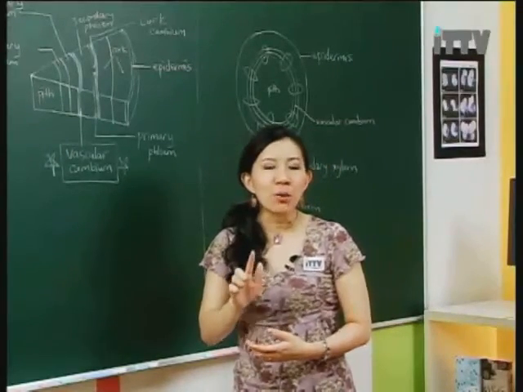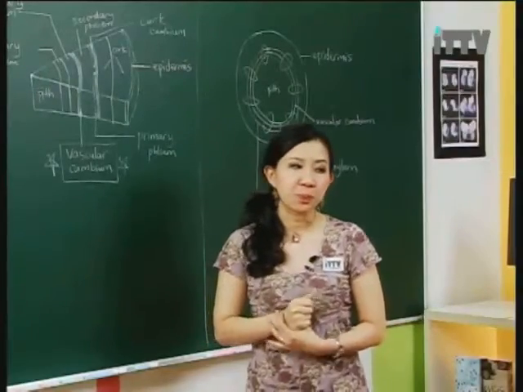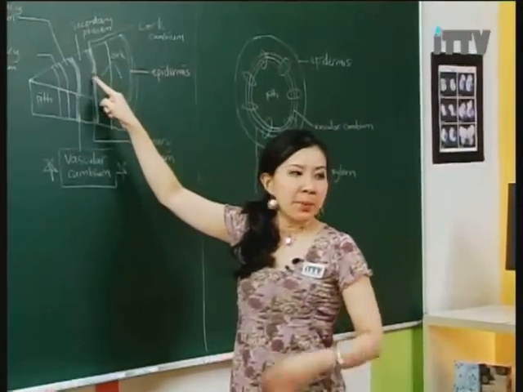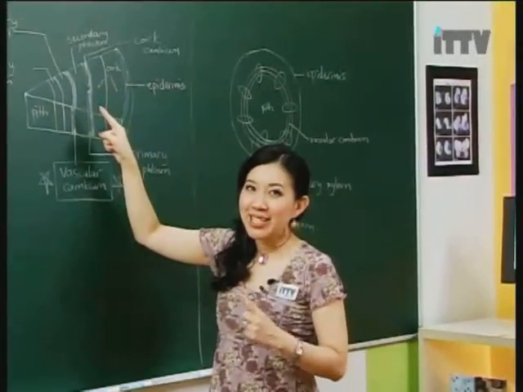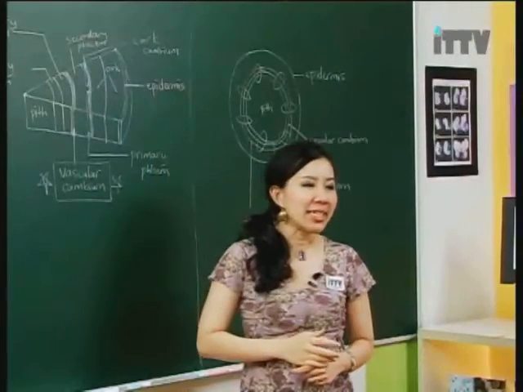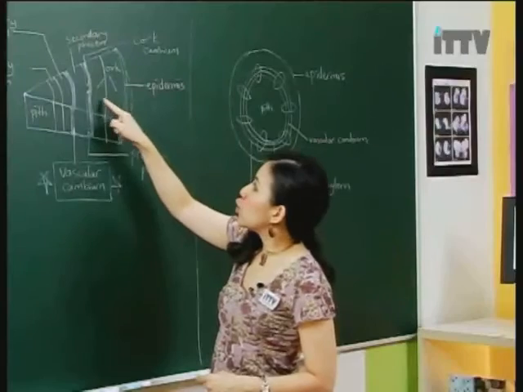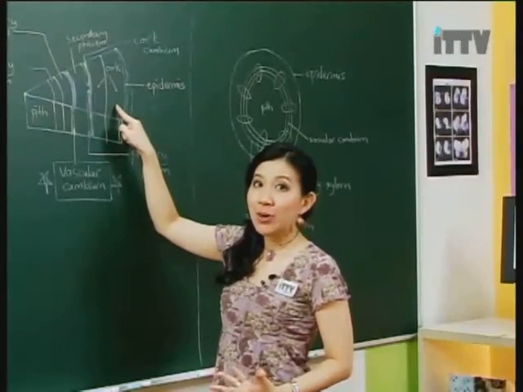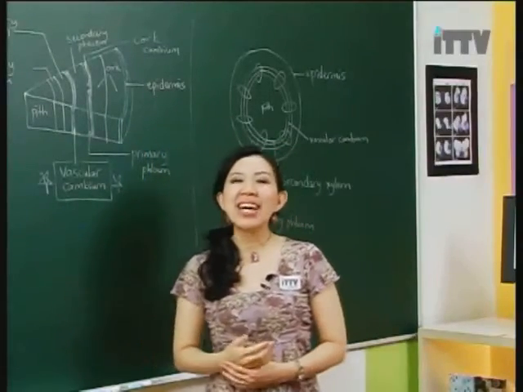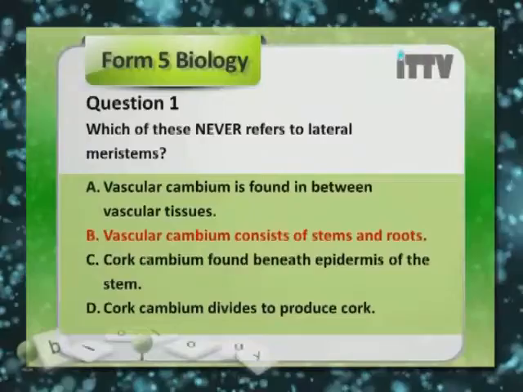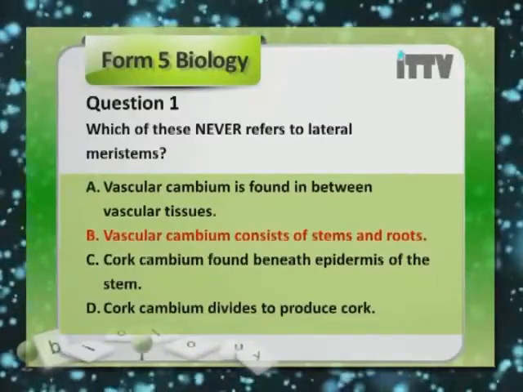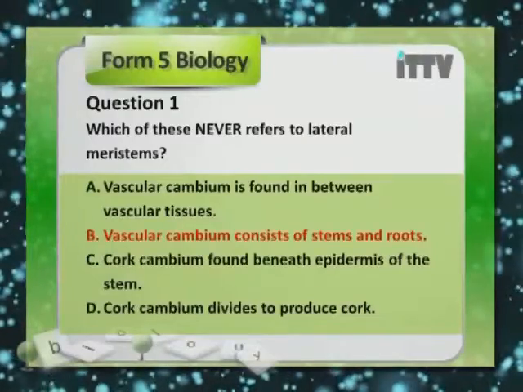But let's have a look at why options C and D are true. Cork cambium is found beneath the epidermis. That's true. Option D, cork cambium divides to produce cork. That's correct. Excellent. So that's why the answer for this question is option B, that vascular cambium is made out of stems and roots, which is obviously incorrect.